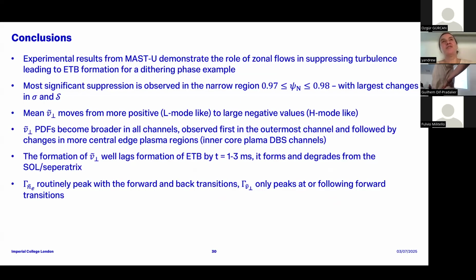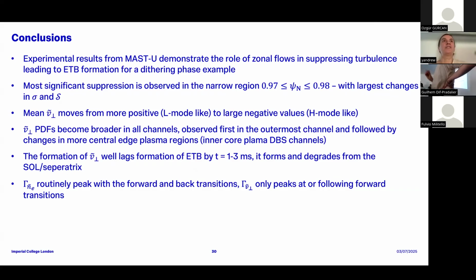So, main conclusions. These are the first results of the DBS analysis for the L to H transition dithering phase on MAST-U. We're very confident in these results and very happy to be able to present them. We see the most significant suppression in the region of VPERP well formation, and those have the largest changes in the skewness and the mean value. The perpendicular velocity moves from positive to negative, from L mode-like to H mode-like. And the changes in the VPERP happen from the edge. That's really the key point, from the scrape-off layer moving inwards.